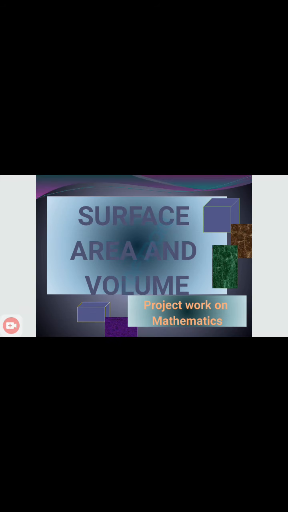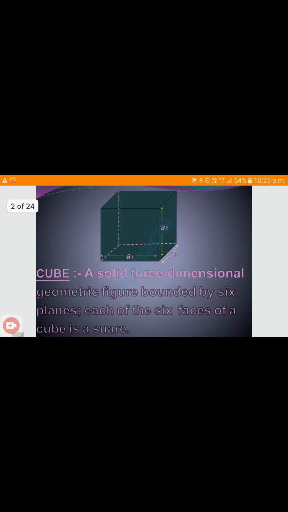Hello students. Today we will start a new chapter, that is chapter 13, surface area and volumes. In this chapter, we will find out areas and volumes of solid shapes, and those solid shapes are cube, cuboid, cylinder, cone, sphere and hemisphere. So, first of all, we will talk about cube.